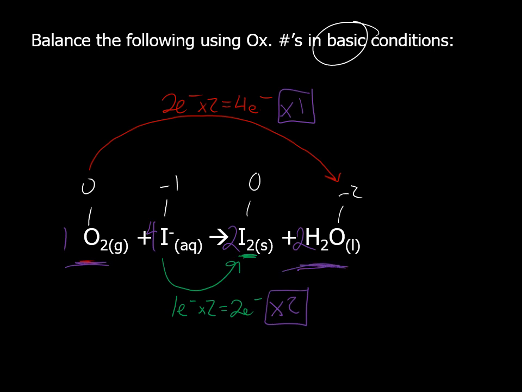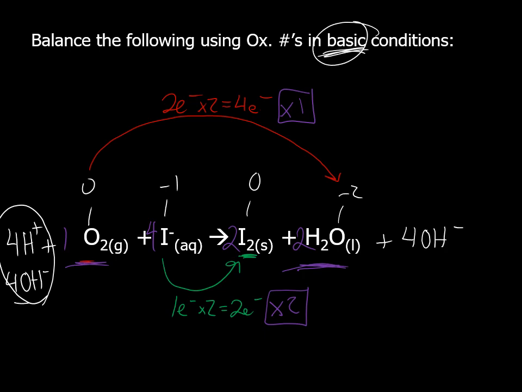I have 4 of them here. I don't have any on the right-hand side. So I'm going to add 4 hydrogen ions on the left-hand side in order to balance those 4 that are in the water. Now, if we were under acidic conditions, we'd be done. That'd be it. But since we're under basic conditions, we're going to add in an equal number of hydroxides to neutralize those hydrogens. But if we add them to the left-hand side, it would throw off the balancing of our atoms. So we're also going to add the same number. We added 4 to the left. We're going to add the same number to the right-hand side. So 4 on both sides.